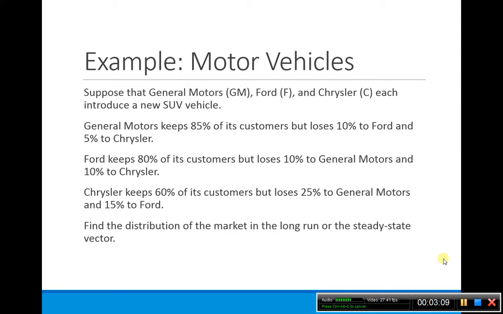General Motors keeps 85% of its customers, loses 10% to Ford and 5% to Chrysler. Ford keeps 80% of its customers, loses 10% to General Motors and 10% to Chrysler. Chrysler is not as successful. They only keep 60% of their customers, and they lose 25% to General Motors and 15% to Ford. Apparently their SUV was not as good, and customers decided to leave them. They wanted to find the distribution of the market in the long run, or the steady state vector.